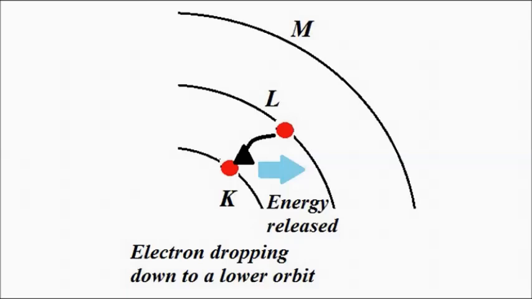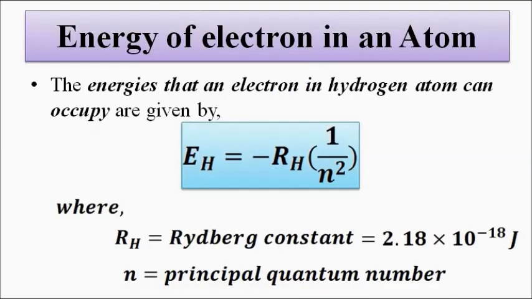Depending on which orbit the electron is moving in, it can move to any higher designated orbit with the absorption of a certain amount of energy. Now, the energy associated with the electrons in a particular atom is given by this mathematical expression. Niels Bohr gave this theory considering the hydrogen atom.